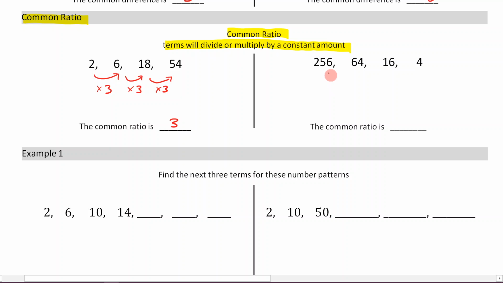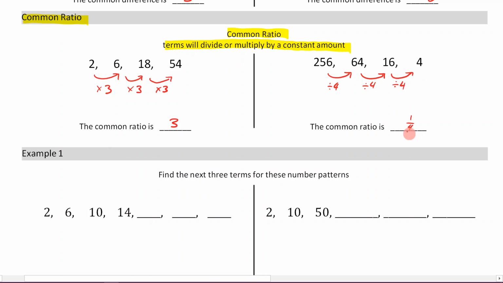I have 256 to 64 to 16 to 4. Now it's actually a bit trickier to use these bigger numbers to figure out what's going on, but if we came here from 16 to 4, I know I'm dividing by 4. And 64 to 16, I know I'm dividing by 4. And you know what? That looks like it's dividing by 4 as well. So when you've got big numbers like this, it always helps to start with the small ones. So it's quite clear that I'm getting each new term by dividing by 4. So what I would say is that my common ratio is 1/4.